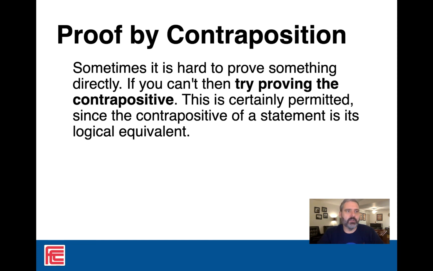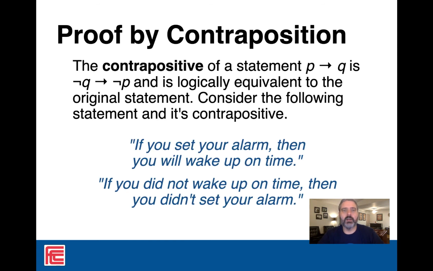Now, sometimes that proves to be pretty hard, and you can't really get from A to B directly. So instead of proving it directly, you might try to prove something that is logically equivalent, in this case the contrapositive. We call that a proof by contraposition. If I can prove the contrapositive of something true, then I'm effectively proving the original statement to be true because they're logically equivalent. In case you forgot, the contrapositive of a statement, P implies Q, is not Q implies not P.